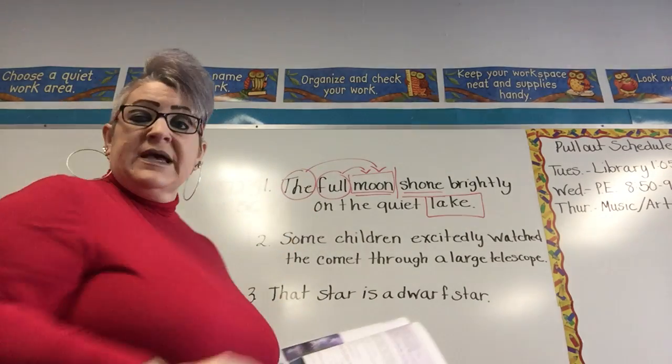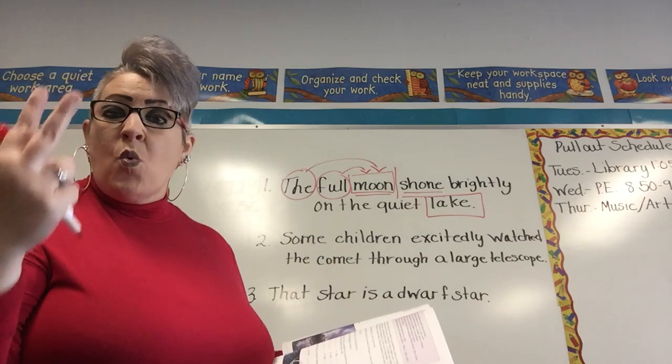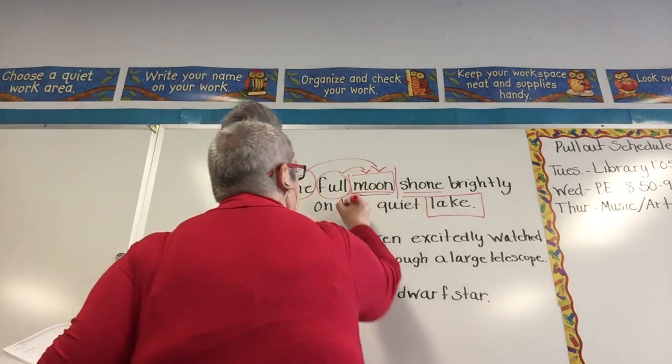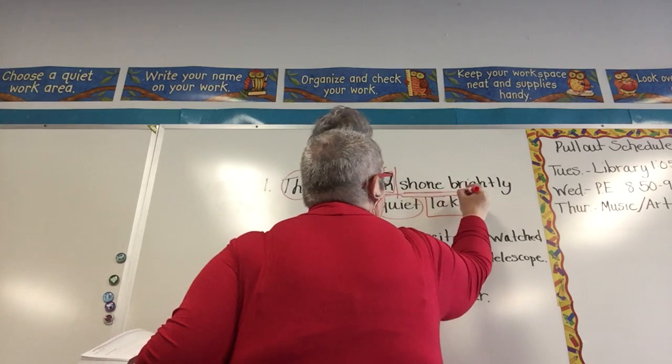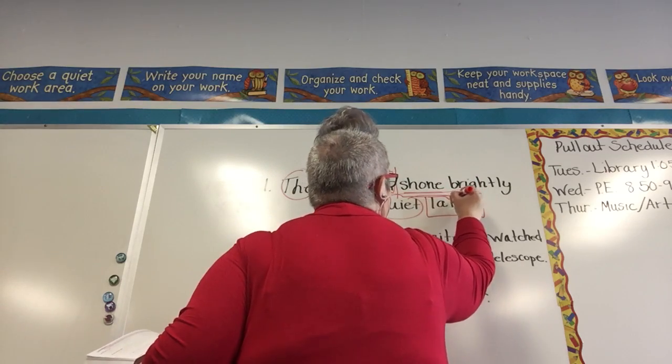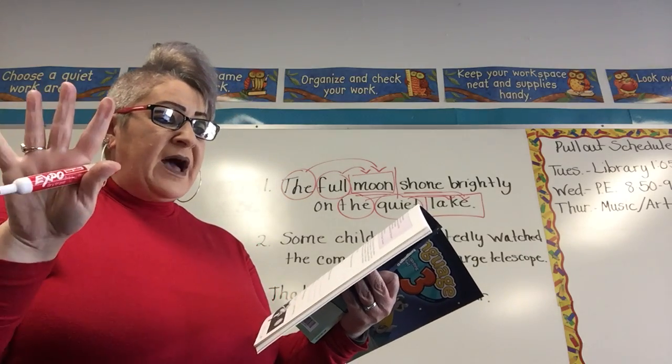Now, go to the next noun, which was lake. What kind of lake was it? The quiet. So I'm going to circle the and quiet, and I'm going to draw an arrow from those words to lake. The last part of the directions, number 5.